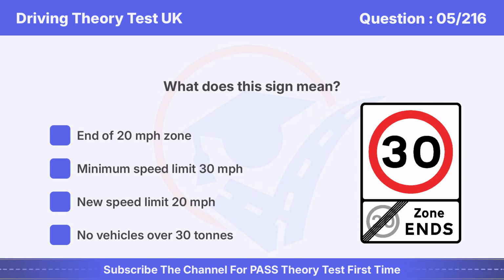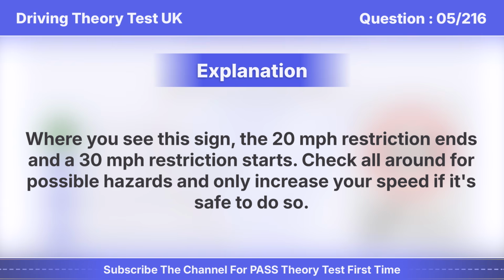Question 5. What does this sign mean? Answer is A. End of 20 miles per hour zone. Where you see this sign, the 20 miles per hour restriction ends and a 30 miles per hour restriction starts. Check all around for possible hazards and only increase your speed if it's safe to do so.